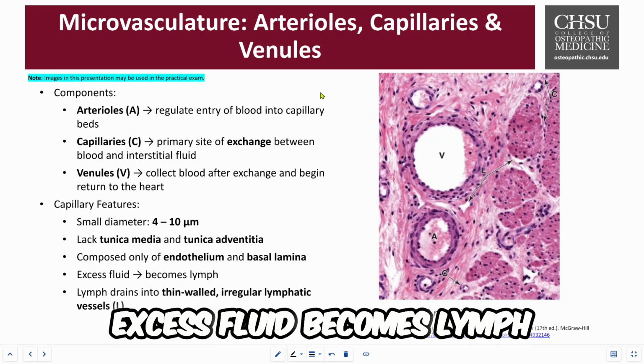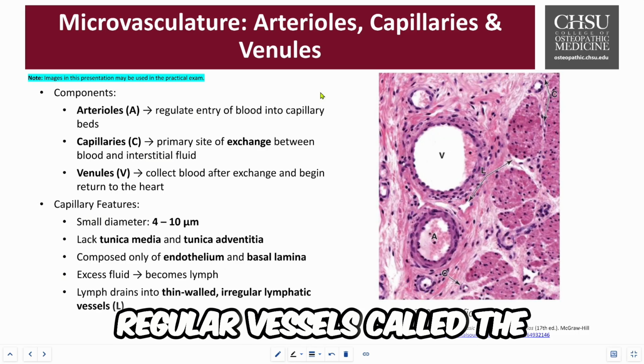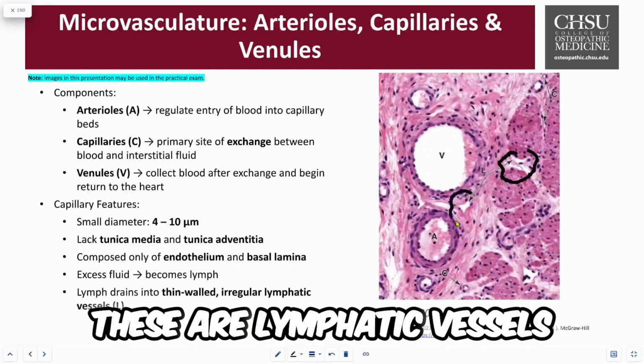Any excess fluid becomes lymph and drains into the thin-walled irregular vessels called the lymphatic vessels, which are shown here as L. These lymphatic vessels.